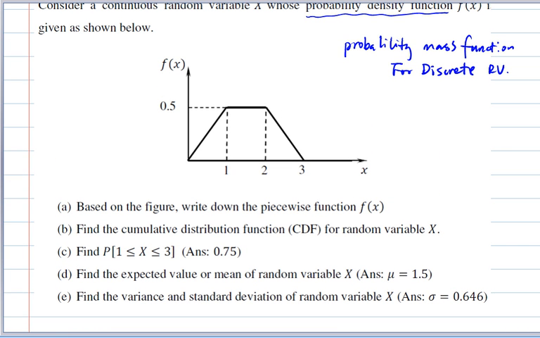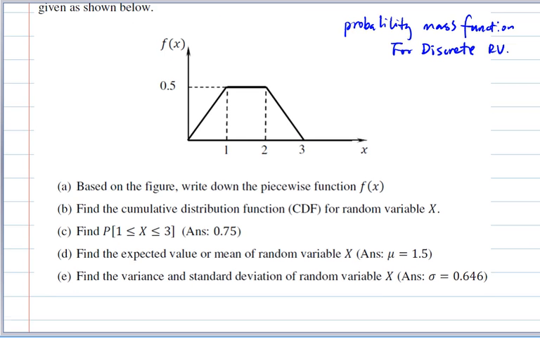Okay, so what do we want to do? It asks you to write down the piecewise function f of x. This really has nothing to do with probability. Just give you this function, asking you, can you write down the piecewise function? Second, find the cumulative distribution function CDF of this one here, and then find the probability of this, find the expected value and or mean, okay, of the random variable, find the variance and the standard deviation of the random variable x. Okay, yeah. So let's take a look at the first one here. What's the piecewise function of this f of x?